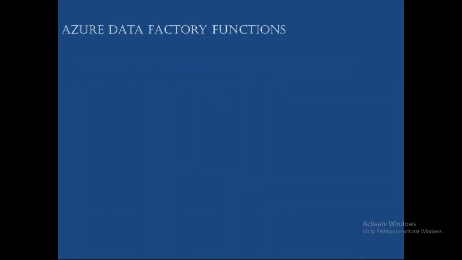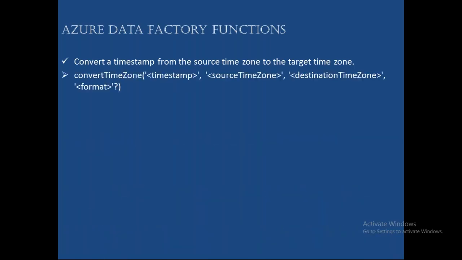This is very important because we need to understand these functions. There are a lot of functions, but we'll discuss them one by one. Today we are going to use most of the important ones, because we need them to calculate the upper bound value. Don't get confused; I will explain in detail. See, convert a timestamp from the source time zone to the target time zone. For example, if you want to convert from India Standard Time to UTC or UTC to India Standard Time, you need to use a function called convertTimeZone. This is the function you need to use.